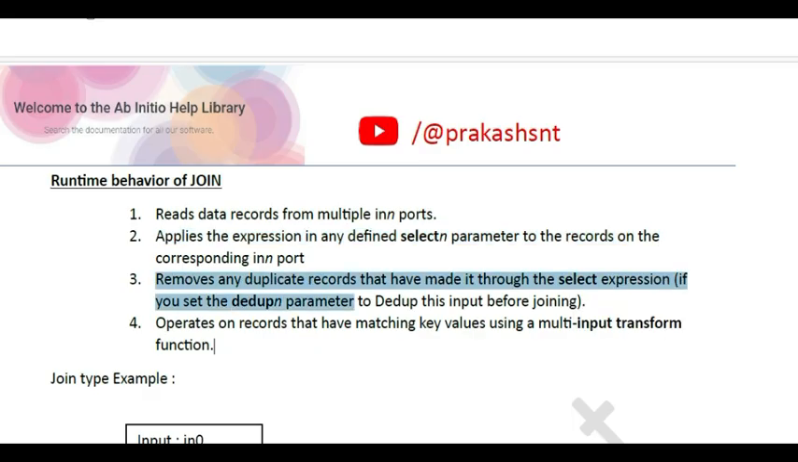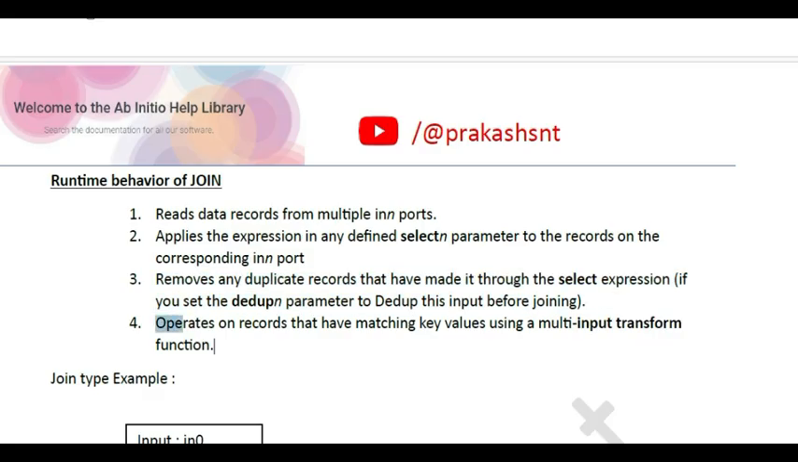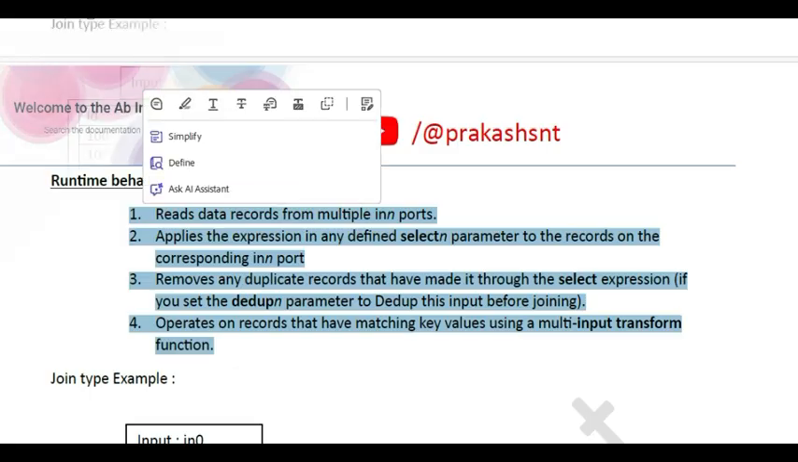The do parameter will work after the select expression and it will remove the duplicates before coming to your joining port, using whatever key you may specify in the key parameter, and it will produce your output record based on the join type. Okay, so this is the overall runtime behavior of the join component.